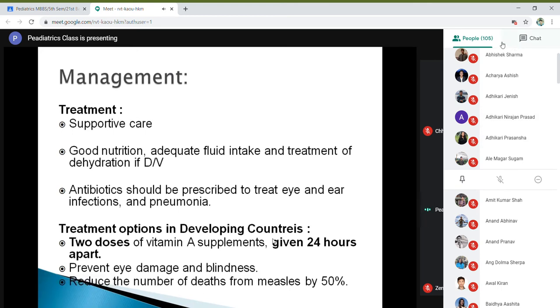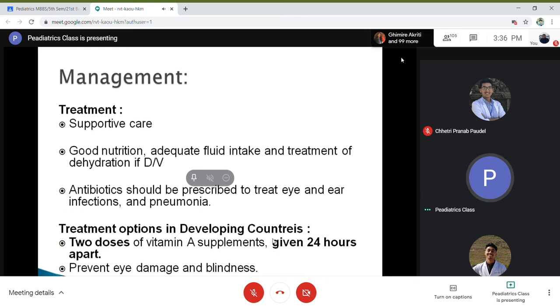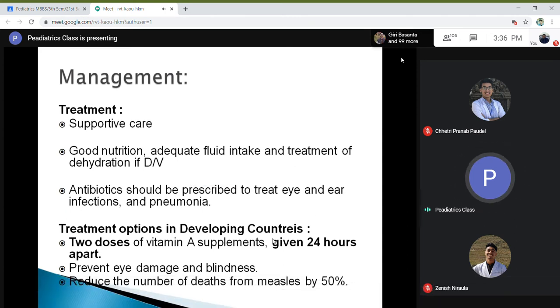Antibiotics should be prescribed to treat ear or eye infection or pneumonia, if there is evidence. Otherwise, no routine use of antibiotics. As for treatment options, like the 2 doses I mentioned, retinol is low during infection. So 2 doses of vitamin A supplements can be given 24 hours apart. The doses differ by age: below 6 months 50,000, 6 months to 1 year 1 lakh, and above 1 year 2 lakh. These are the different doses.